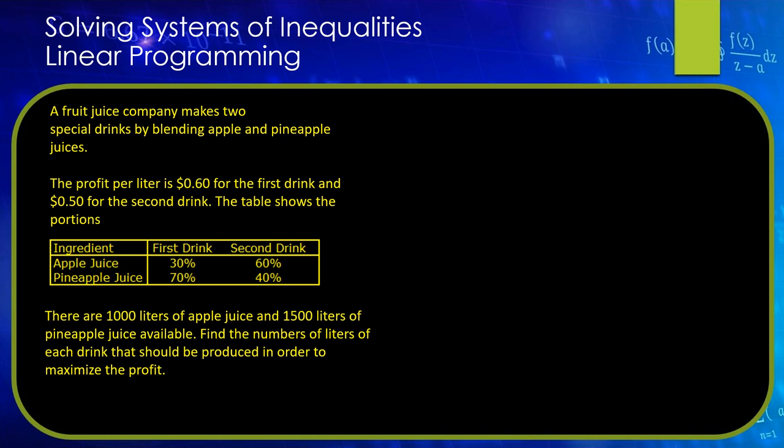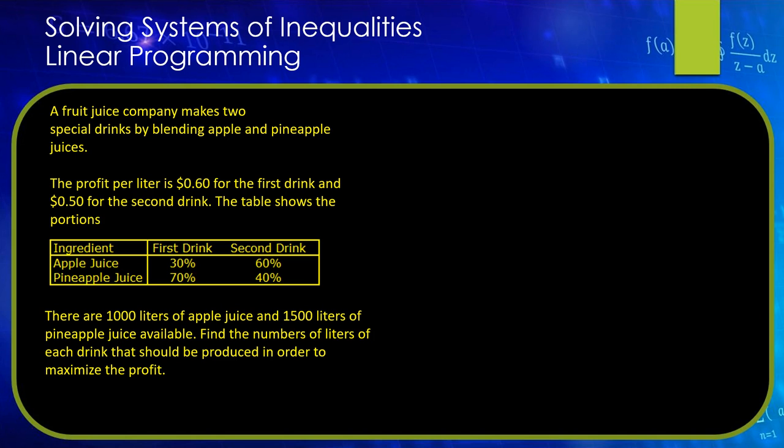So there are 1,000 liters of apple juice and 1,500 liters of pineapple juice available. Find the numbers of liters of each drink that should be produced in order to maximize the profit. So since you're maximizing the profit, you know that the profit's probably going to be your objective function. It's these percentages of the juices and these restrictions on how much apple juice and pineapple juice I have that are going to be your constraints.